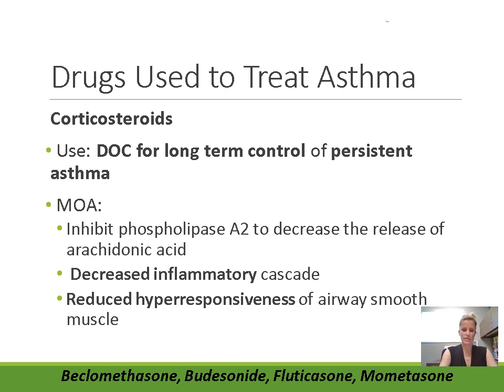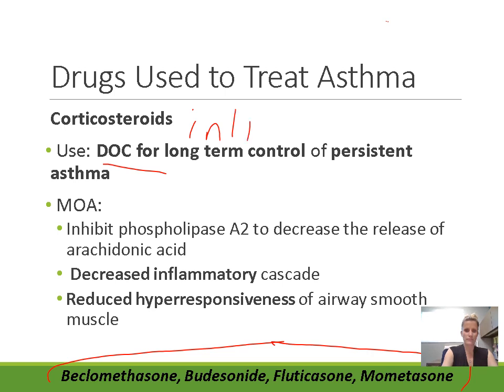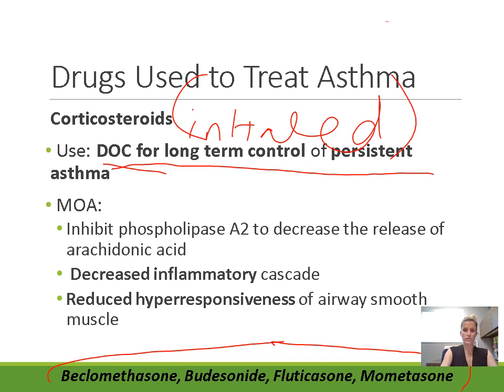Corticosteroids include drugs like beclomethasone, budesonide, fluticasone, and mometasone. Corticosteroids are anti-inflammatory drugs, and we know that inflammation of the airways is a major problem in asthma. So it makes sense that controlling inflammation would control asthma. Corticosteroids, again, inhaled corticosteroids specifically, are the drug of choice for long-term control of persistent asthma.